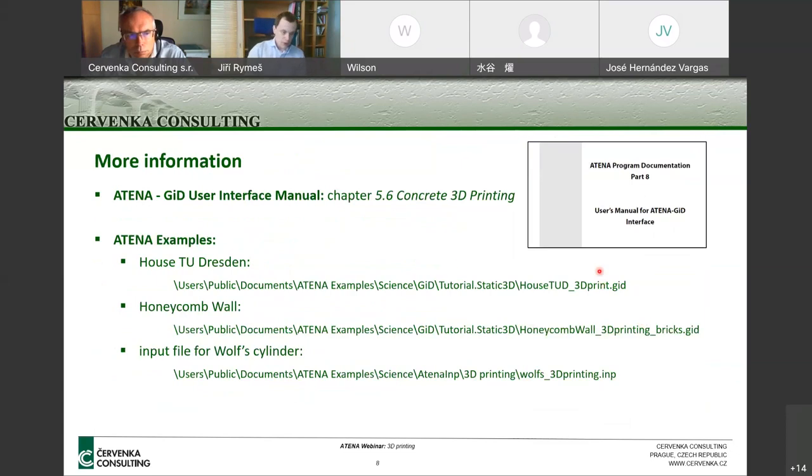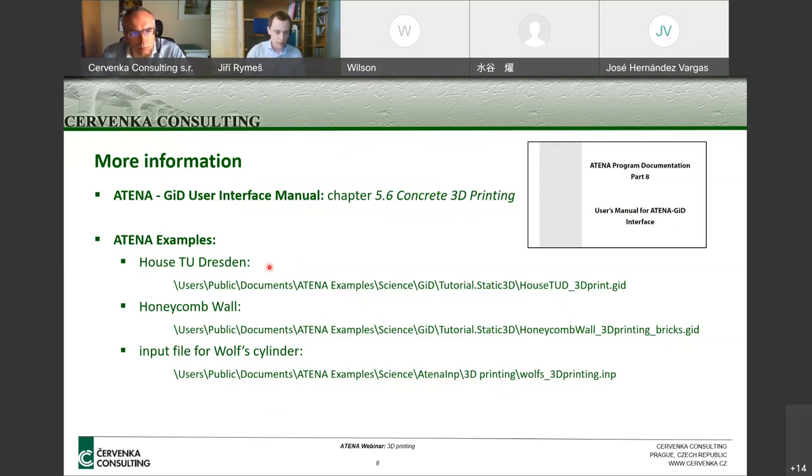Maybe one important thing is where to find more information about this. So one thing which you should look at is the ATENA GID user manual, where there is a chapter about 3D concrete printing. And also if you install ATENA, there will be some examples copied to your computer. And currently there are three of them.